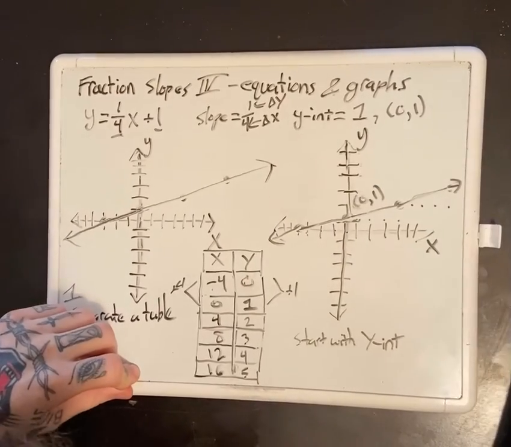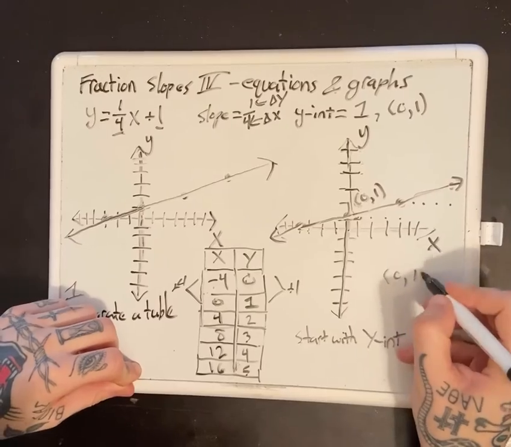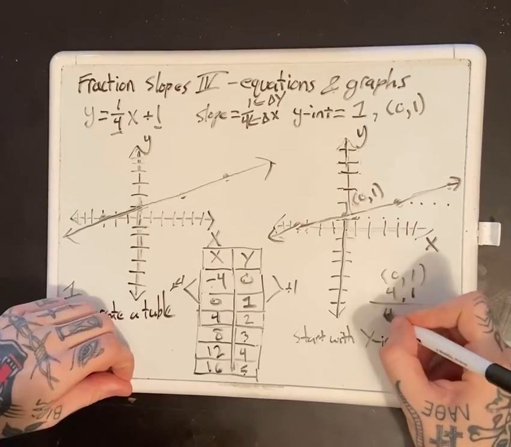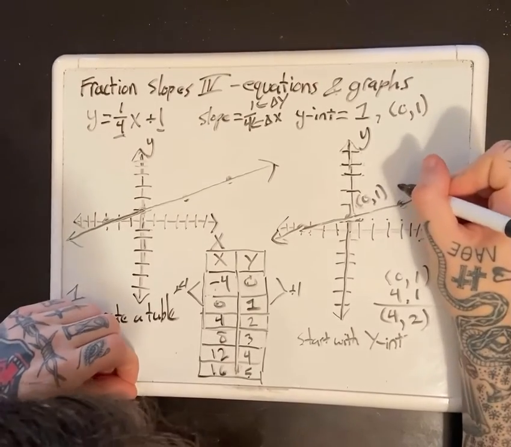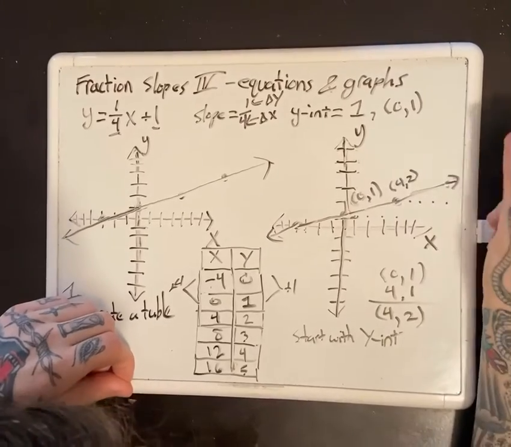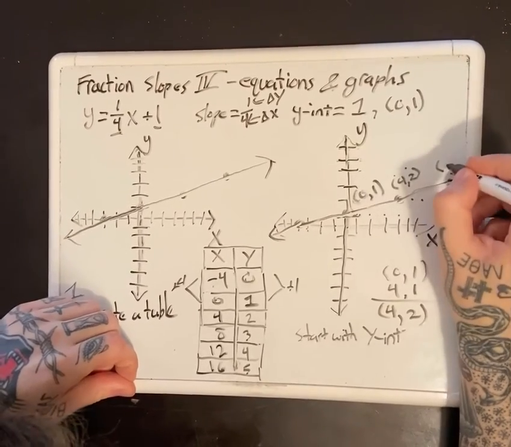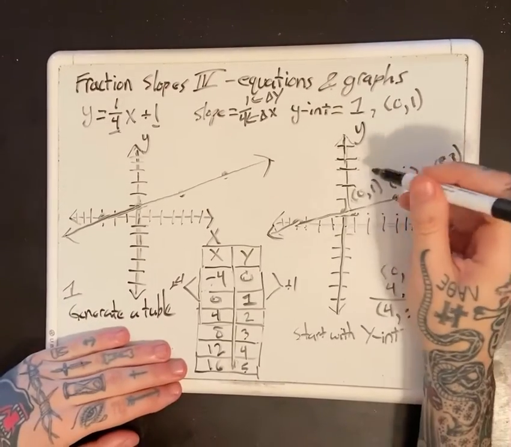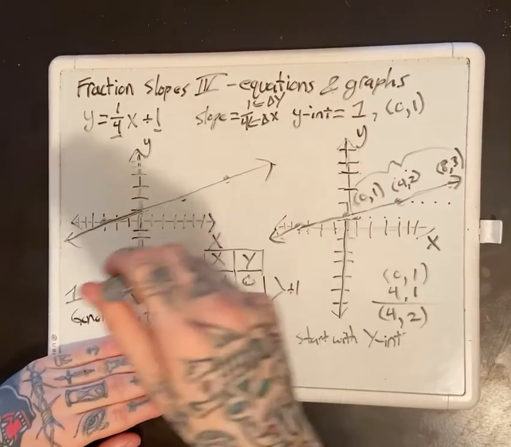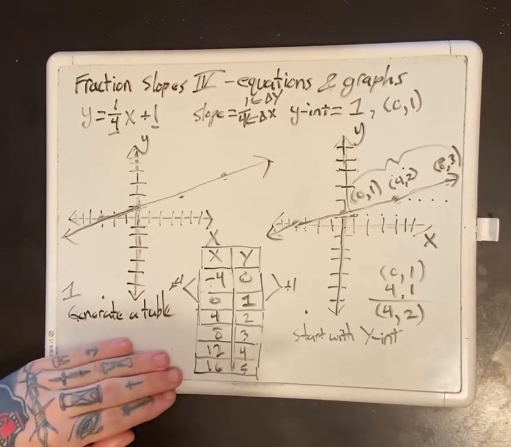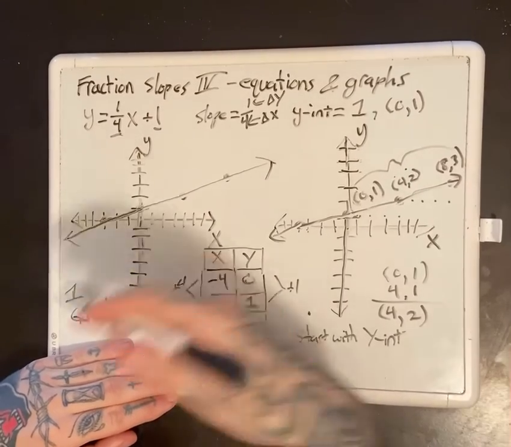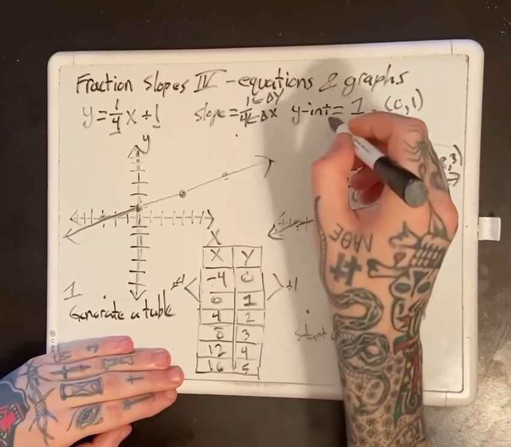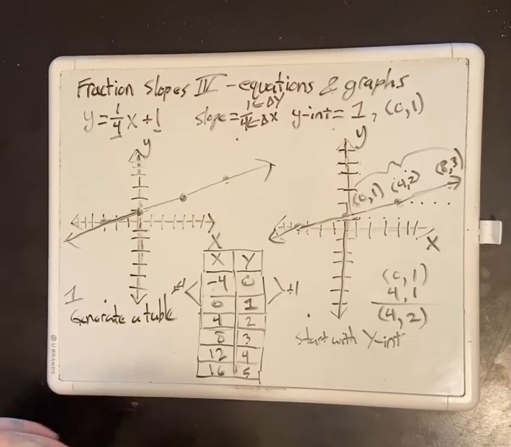So 0, 1. So we know the slope is 1 over 4, so we know it has to be plus 4 plus 1. So the next point is going to be 4, 2, which we already knew. So I can just write 4, 2 here. And the next point, I'm just going to add 4 and add 1. So I'm going to get 8, 3. So writing out the ordered pairs like this is kind of like an in-between of generating a table and starting with the y-intercept. Either way is fine. Whatever way helps you graph it is fine. We just want you to be able to know how to graph from just a slope and a y-intercept, and a fraction slope at that.